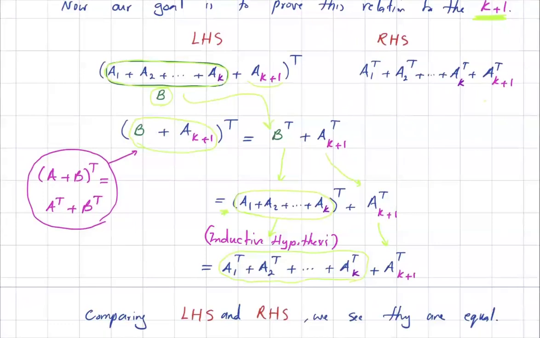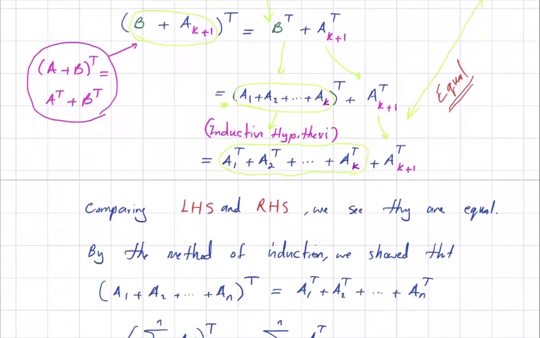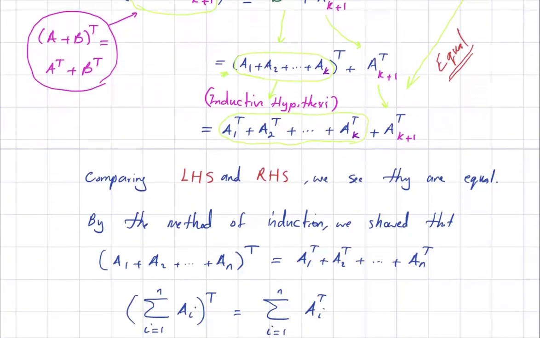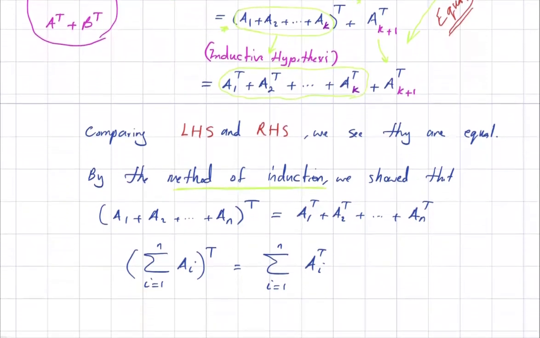Now compare left-hand side and right-hand side. They are basically the same. They are equal to each other. So now that you have equality, it means that left-hand side and right-hand side are equal to each other. What's the meaning of that? It means that by the method of induction, we proved that the transpose of the summation of matrices can be written as the summation of their transpose.